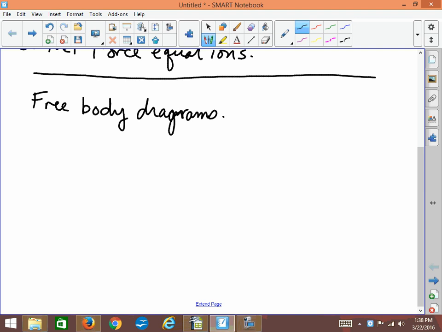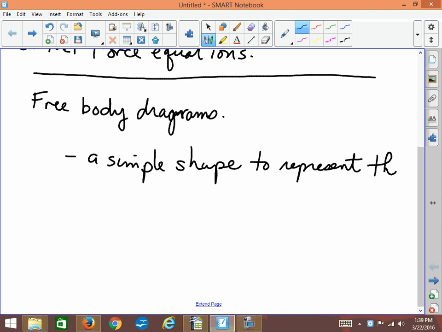You basically have two parts to it. A simple shape to represent the object. And I usually use a box or something because sometimes you want to write things inside to describe the object. A simple shape to represent the object that's in the question. Or of course you may have more than one object, so you'd use a couple of different shapes. I use a box, some people use a dot or a little square or whatever, etc.